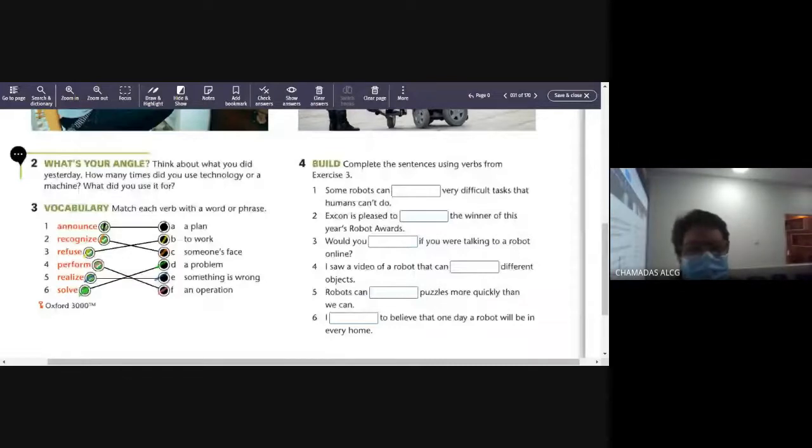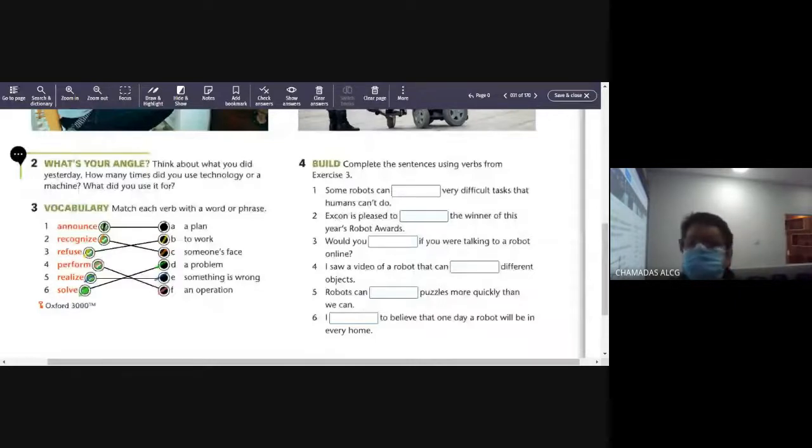Okay, guys, like we said before, we are checking activity number 4, okay? Annalise or Raul, can you please close the door? Thank you. All right. So let's check the answers here. For number 4, we should use the verbs from activity 3, okay? So the first one, what do you have?